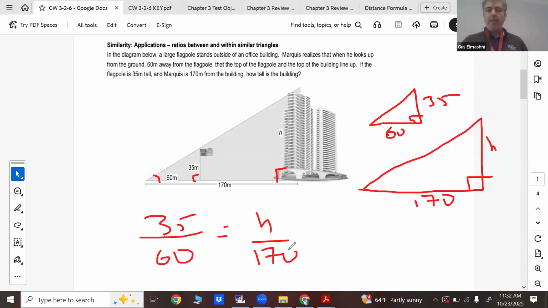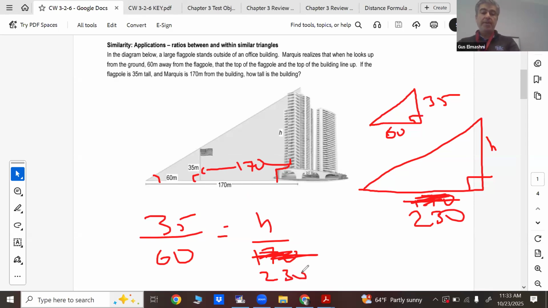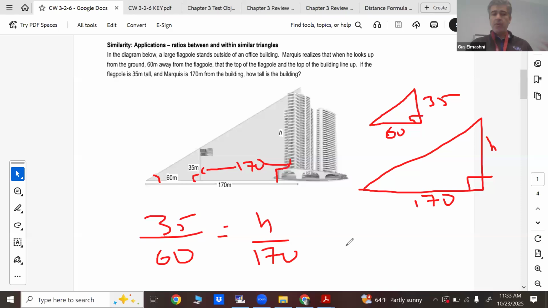So be very careful here because that 170 was the whole thing. What if this was 170 from the flagpole to the building, not from the person to the building? Then what would I put over here? Not 170, but 230. If the 170 was from the flagpole to the building, but the 170 was clearly from Marquise to the building. So good luck to you. Be very mindful about that.